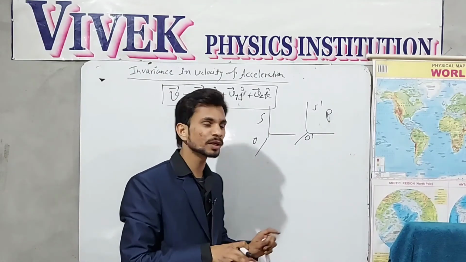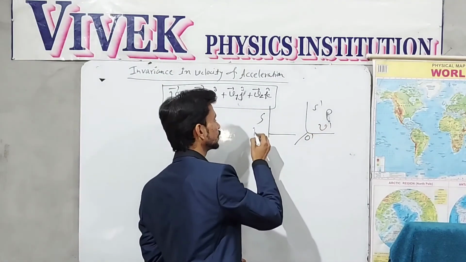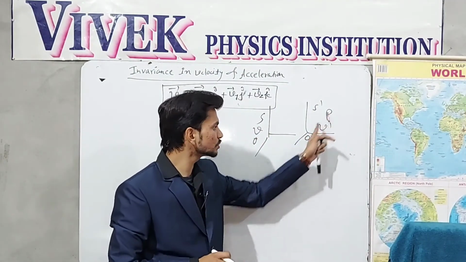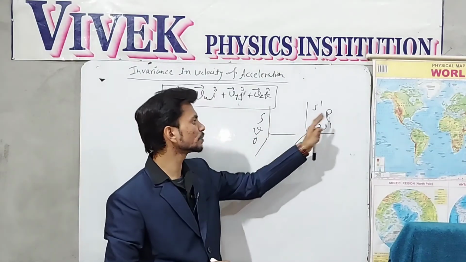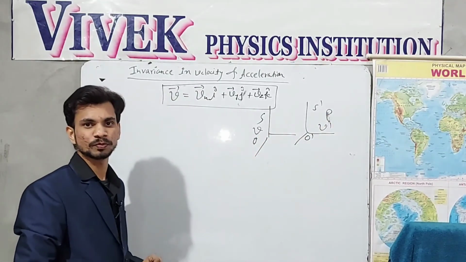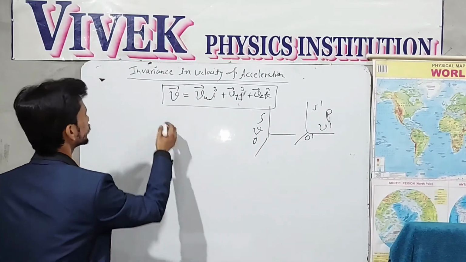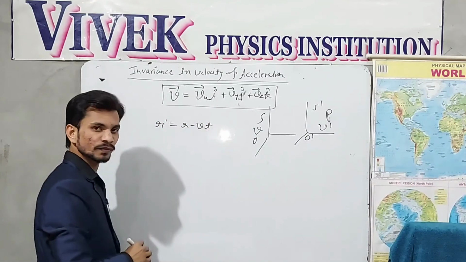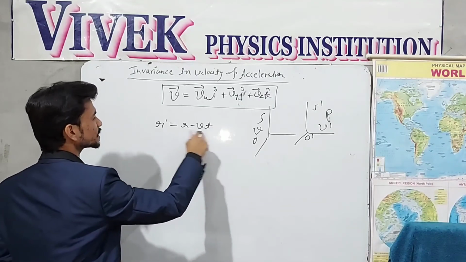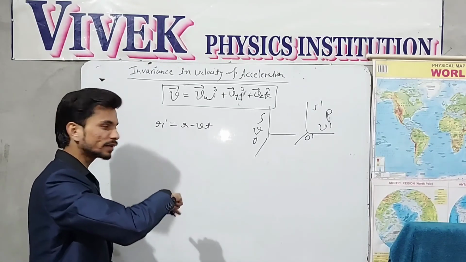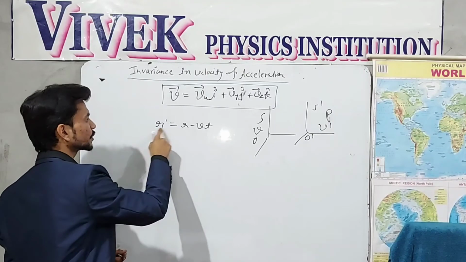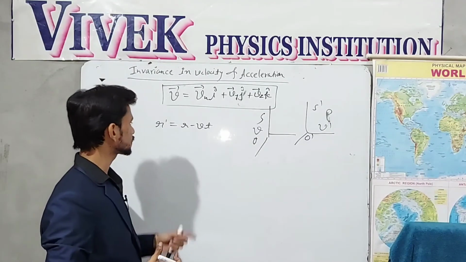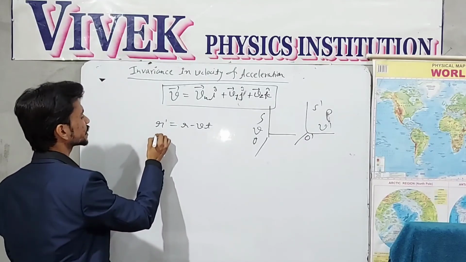So what is the relation between the v dash and v? v dash is the velocity of the particle p according to O dash, and v is the velocity of the particle p according to O. As we have derived r dash equals r minus vt, we can differentiate this equation in order to get the velocity of the particle, because these are the position vectors, and the first derivative of the position vector gives us the velocity. So let us differentiate this equation.